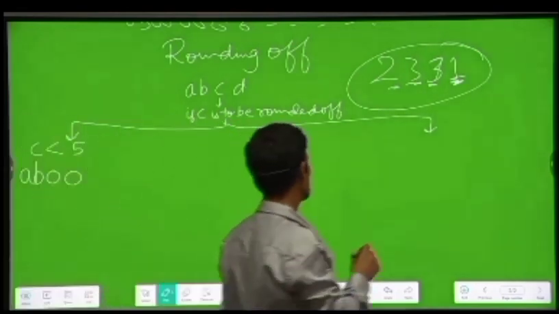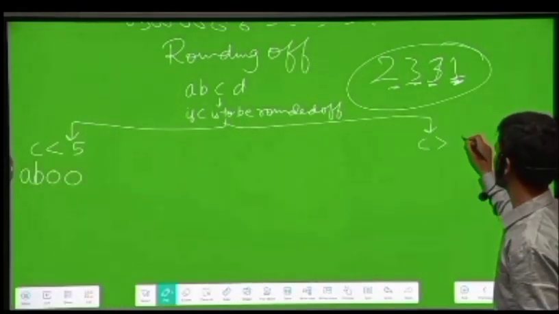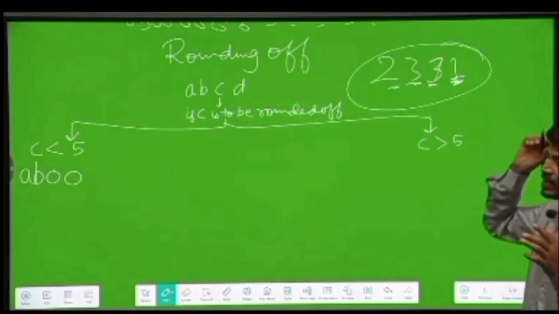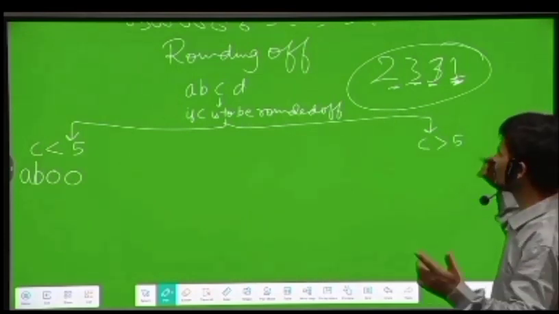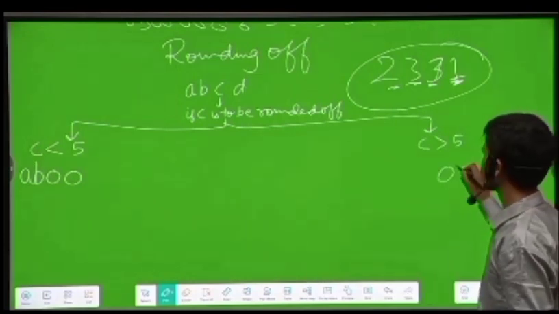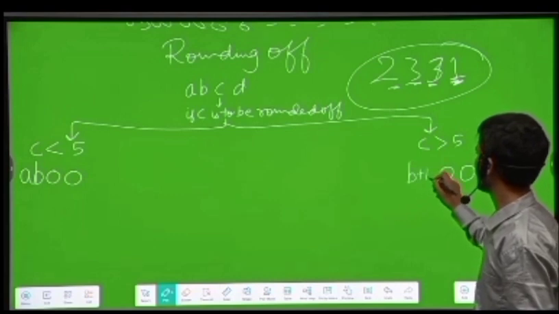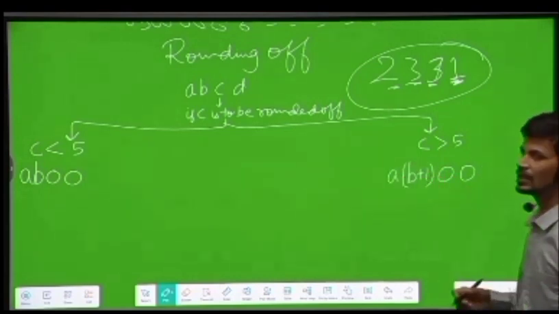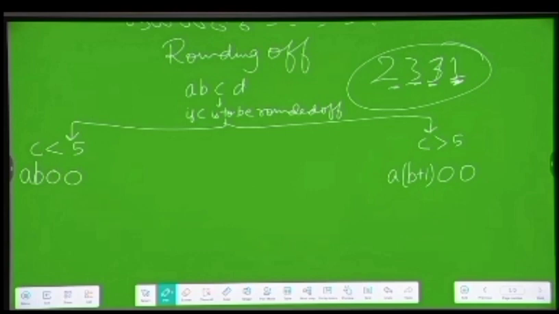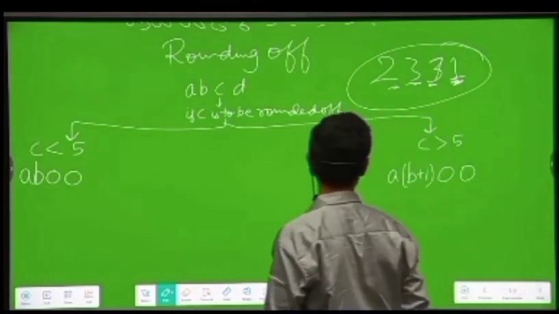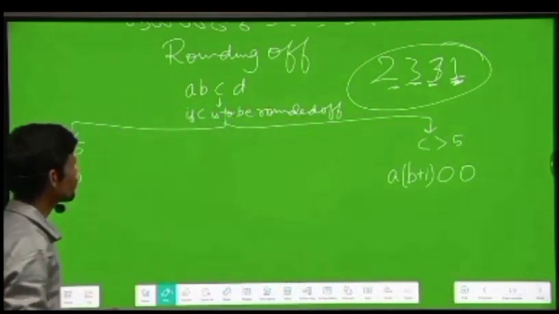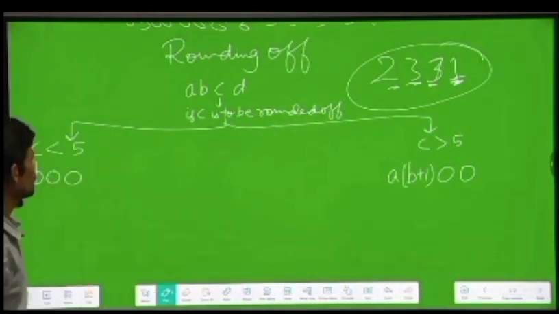Now see what will happen if c is greater than 5. If it is greater than 5, still it will be reduced to 0 because we are rounding it off. But then b will be increased by 1 and a will remain as it is until or unless b is 9. So if b is 9, that will also become 0 because it will become 10, and then the carry will go to a. So this is how it will go.